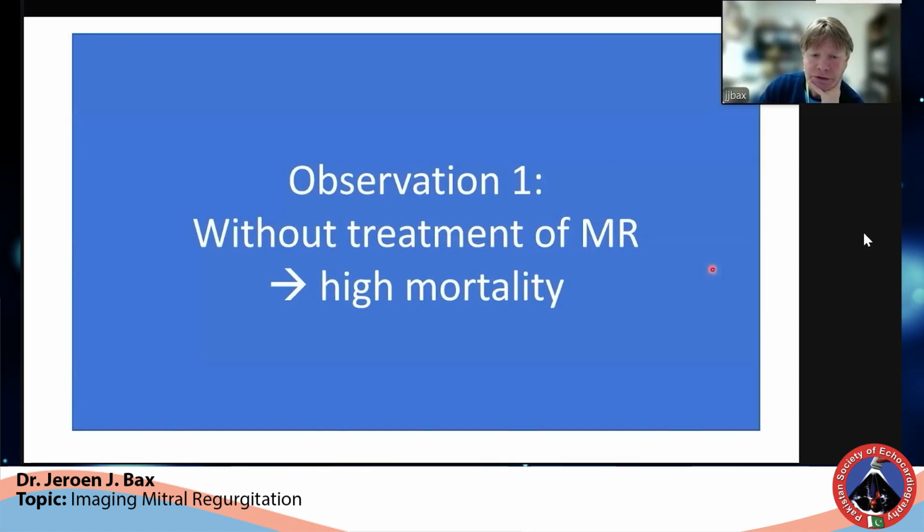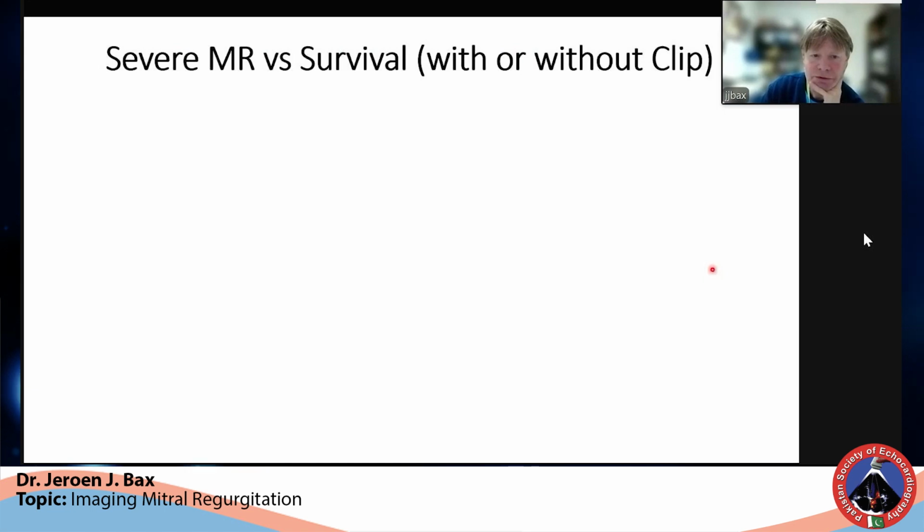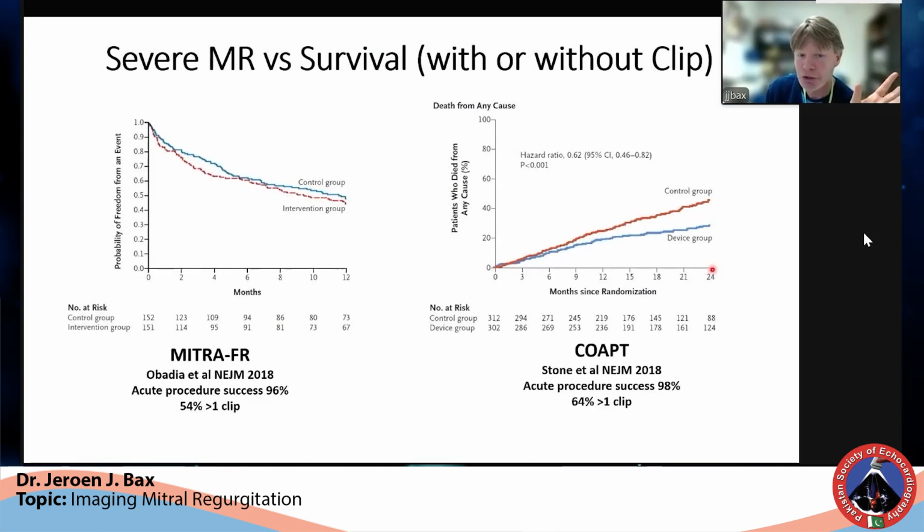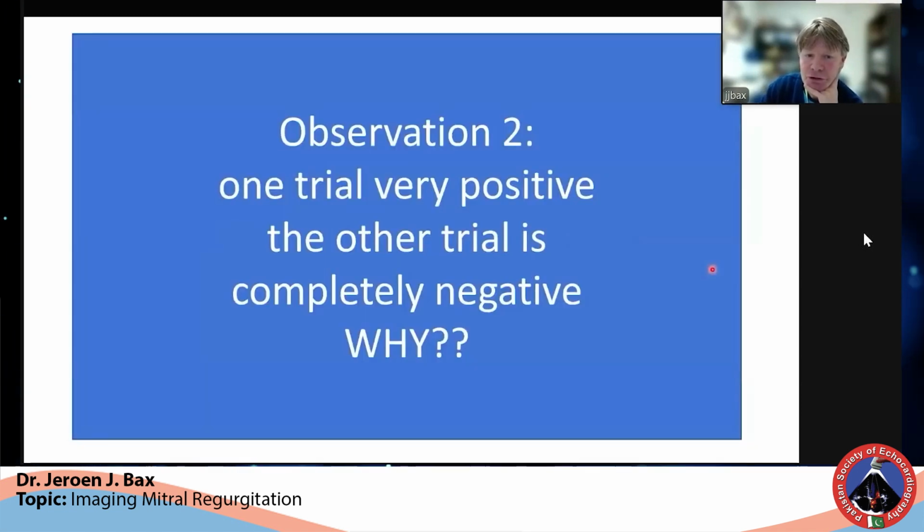Well, let's go to the clinics. Observation number one. Without treatment, there is a huge mortality. So without treatment, secondary MR, a disease of the ventricle mostly, if you let it go, just medical, half of the patients will die within a short time. Observation two. One trial is very positive. The other trial is completely negative. So why is this? How do I bring it together?